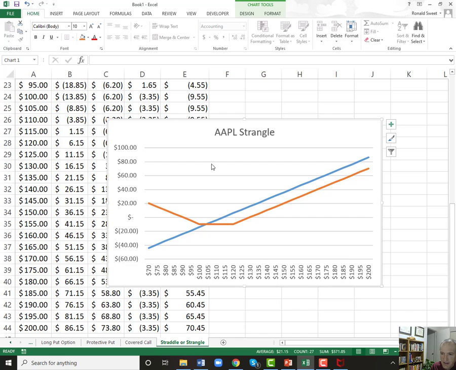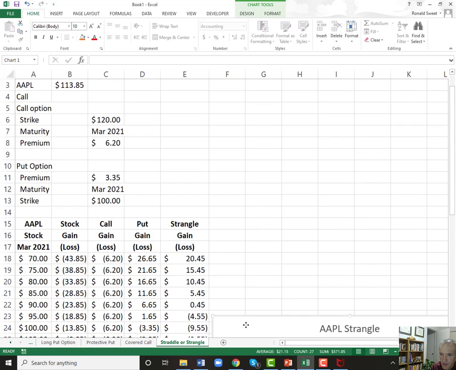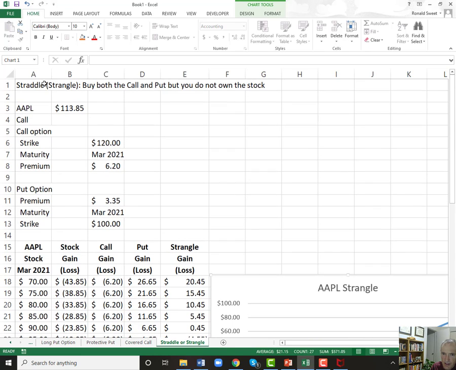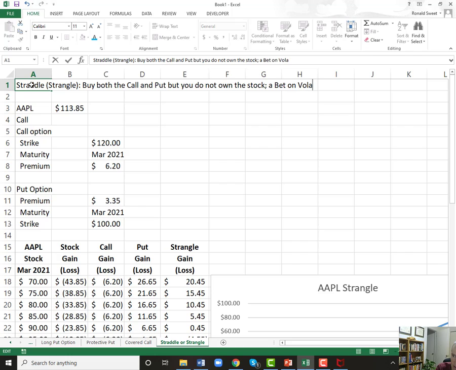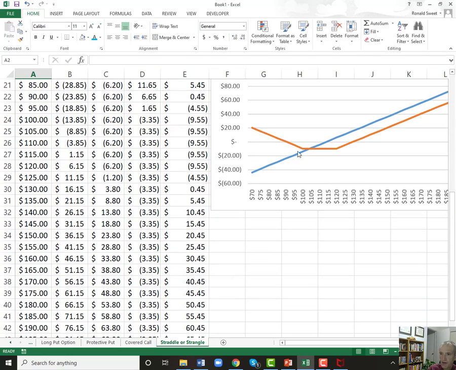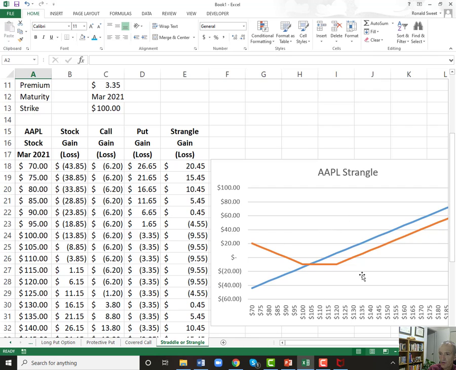So what is this? This is not a hedge. It's not bearish. It's not bullish. A strangle is a bet on volatility. You're hoping that stock price falls or rises a bunch. You don't really care if it goes up or down. You just want it to go a long way. Because if the stock falls a bunch, you make money. If the stock rises a bunch, you make money. You only lose when the stock does not move very much.